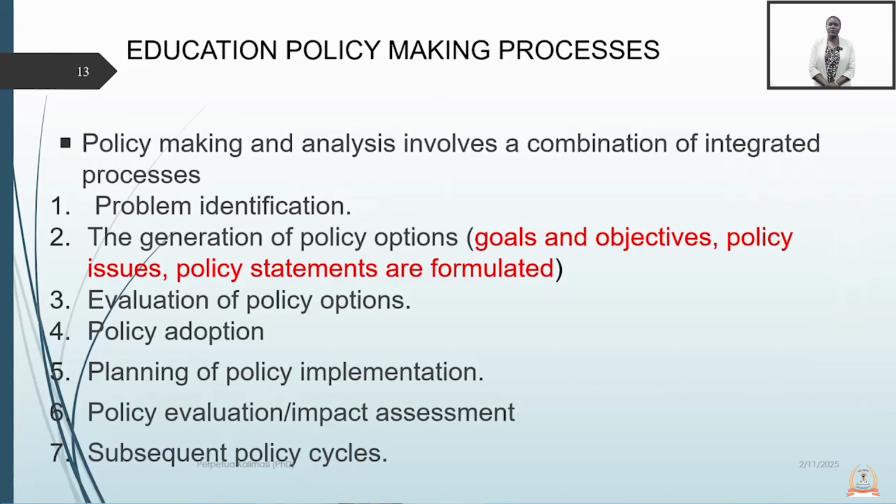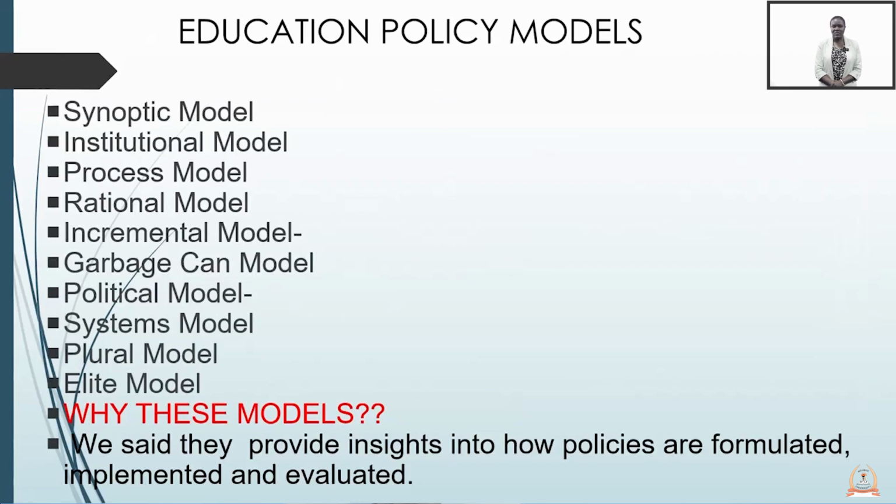And apart from the role that the approaches play in informing the policy making processes, we should also reflect on the education policy models, just the way we discussed during our session. This is just a summary of the models. I remember we had a very fruitful discussion on these models. In summary, we had the synoptic model, institutional model, process model, rational model, incremental model, garbage can model, political model, systems model, plural model, elite model, etc. This is how they are in different literature, and you don't need to be confused. There are different names for different models.